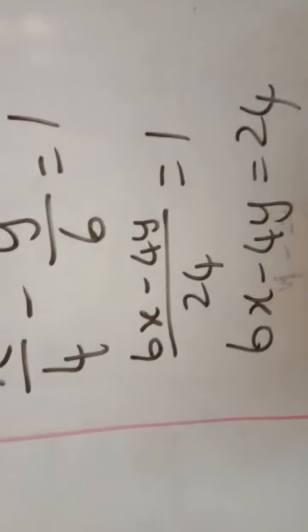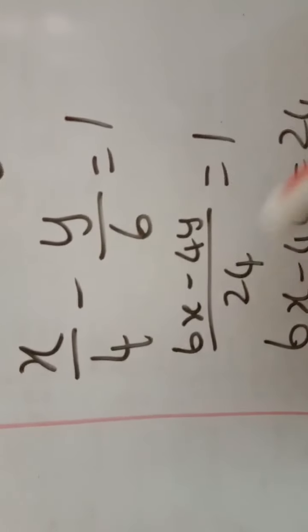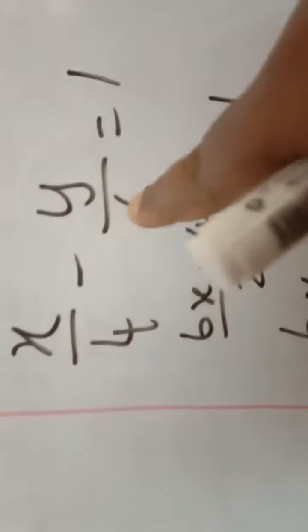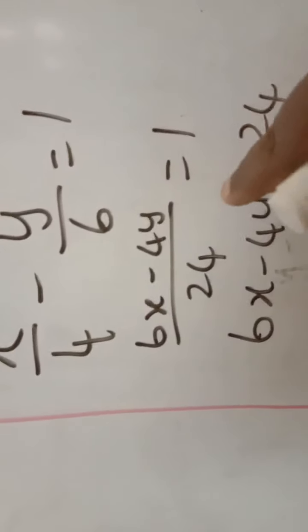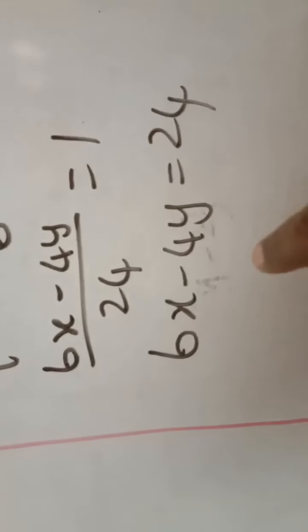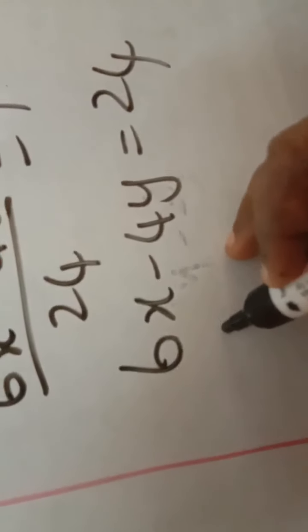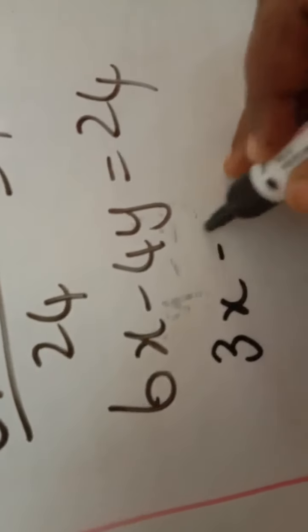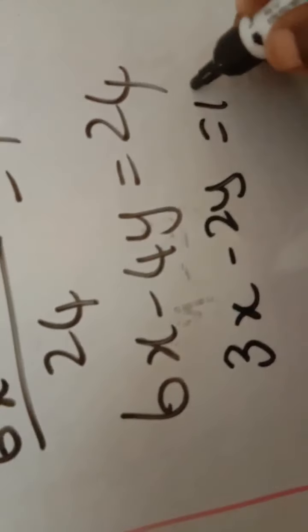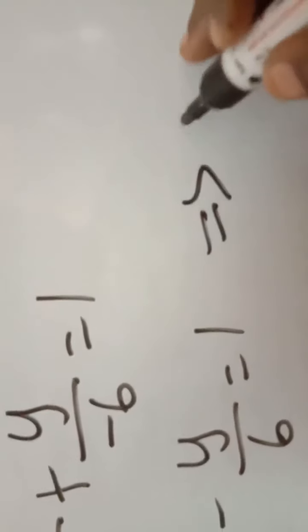Okay. So 6x minus 4y. Multiply 6 here. Minus 4y is equal to 1. Next cross multiply. 6x minus 4y is equal to 24. Then divide by 2. We will get 3x minus 2y is equal to 12. Okay. Otherwise take LCM. After this step we can do like this also.